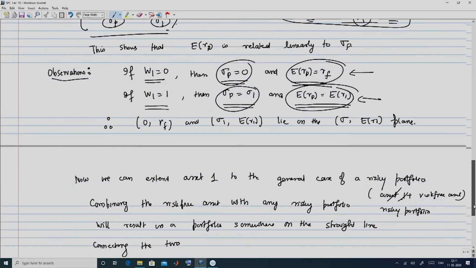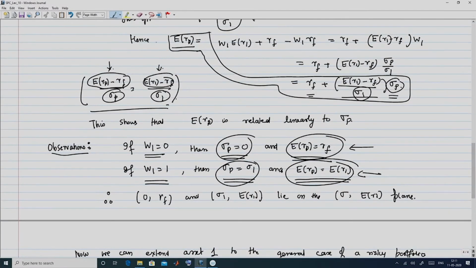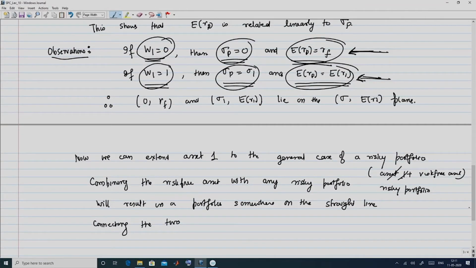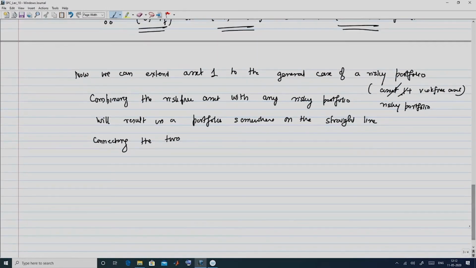So, this means what? See, earlier here what we had? We had this relation, the portfolio P will essentially lie somewhere on the line connecting this, which is the investment only in the risk free asset, and this, which means that it is an investment completely in the risky asset. So, that means that for this new portfolio, just like the statement I had made that 0, RF and sigma 1, ER1 lie on the sigma ER plane, instead of sigma 1, ER1 we will consider some generic portfolio.